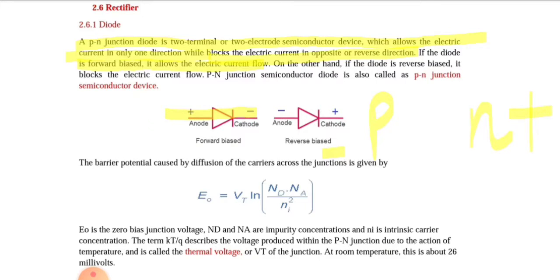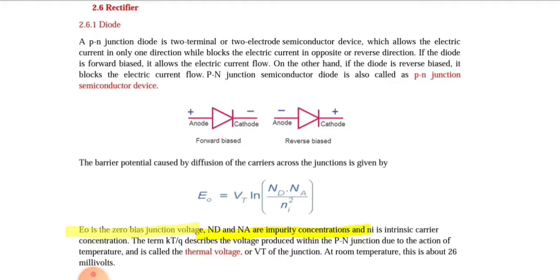And we have seen the equation for barrier potential: V0 or E0 is equal to Vt ln (Na Nd by Ni squared). Vt is the thermal voltage, which is nothing but kT by q, and its value, as I have told, is 26 millivolt. Na is the acceptor ion concentration, Nd is the donor ion concentration, and Ni is the intrinsic ion concentration. E0 is the barrier potential or contact potential when the device is under zero bias, so E0 is the zero bias junction voltage.